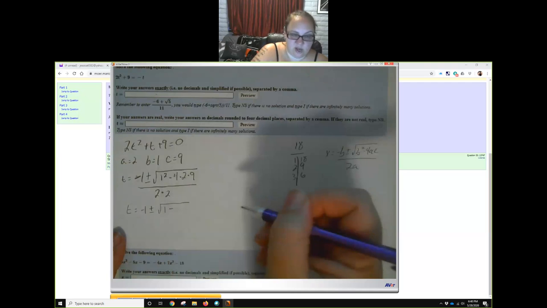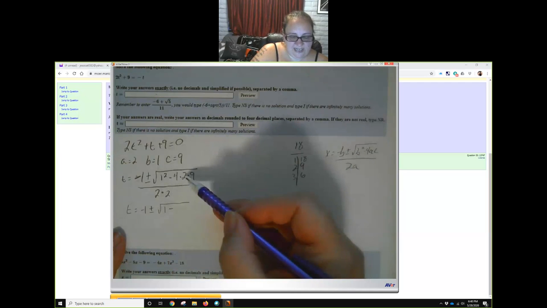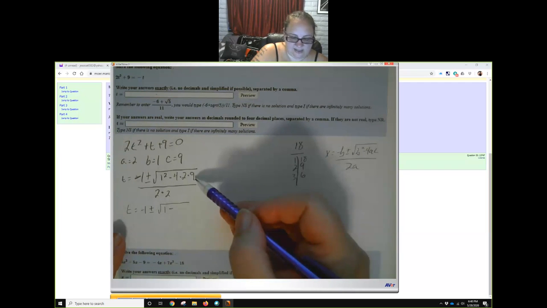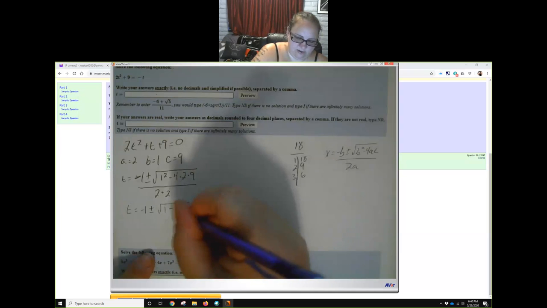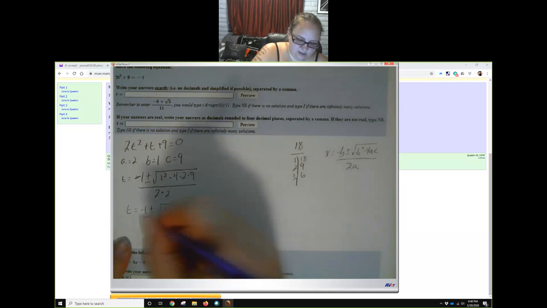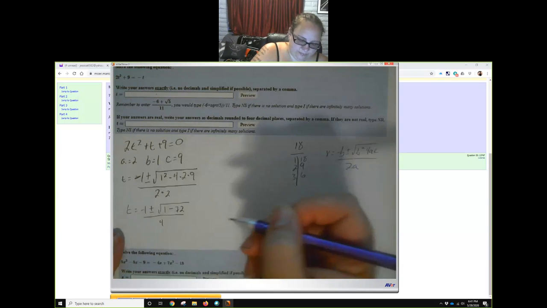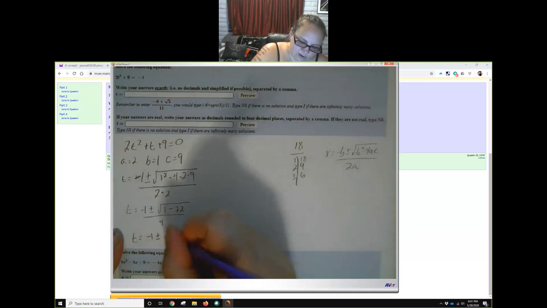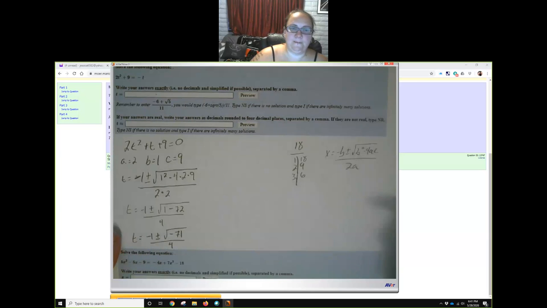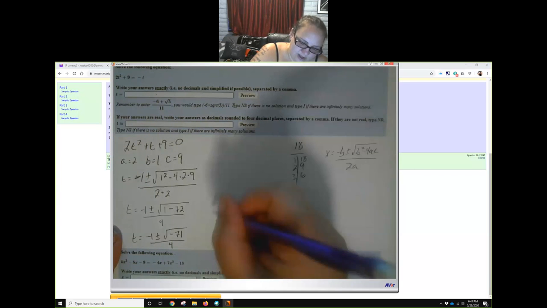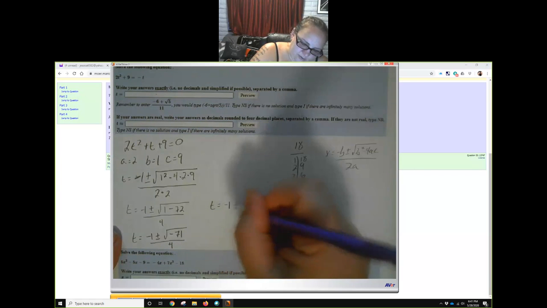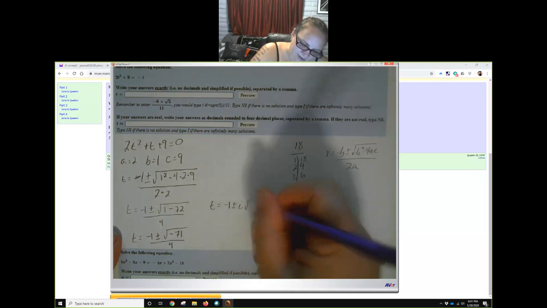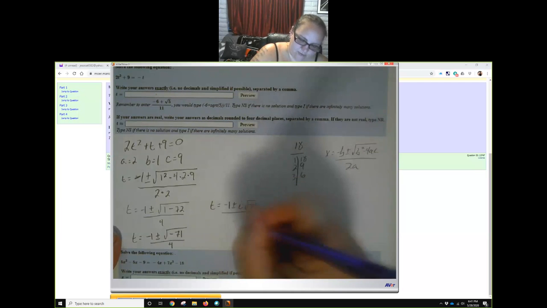Minus 1 squared is 1. 4 times 2 is 8. 8 times 9 is 72 over 4. So T equals negative 1 plus or minus the square root of negative 71 over 4. And remember, we can't leave that negative under the radical. So T equals negative 1 plus or minus i rad 71 over 4.